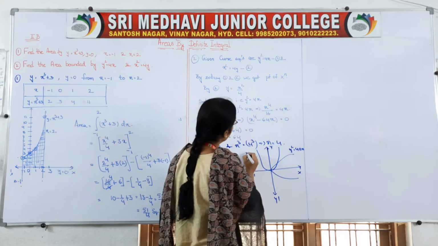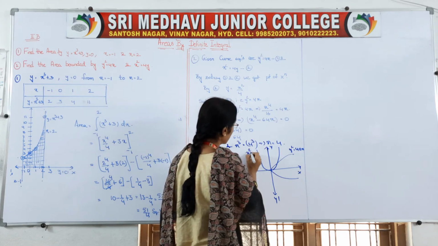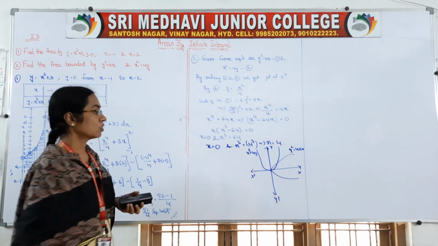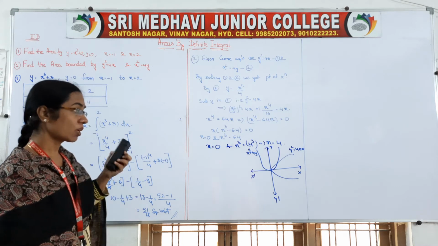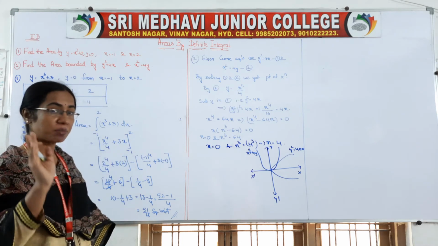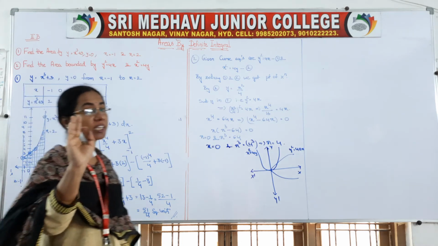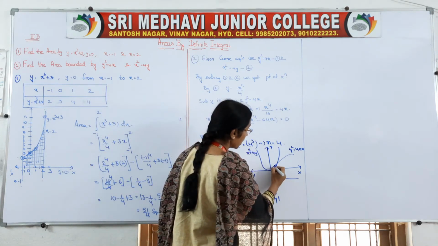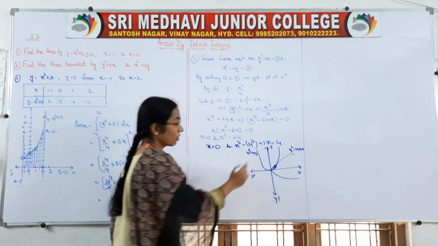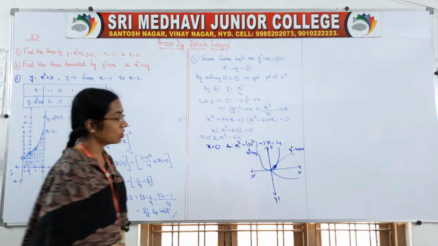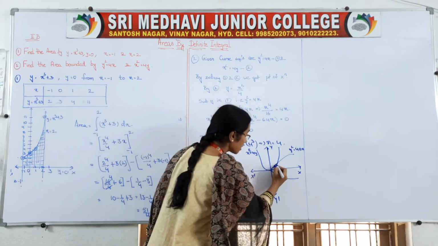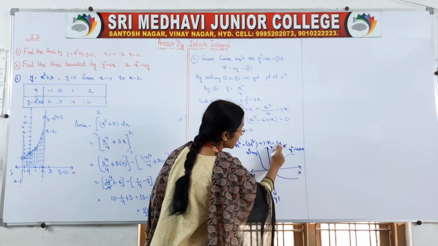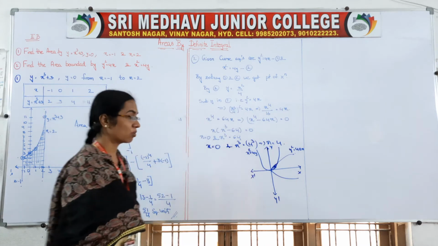Okay, and its equation is x square is equal to 4y. Now, curve equation means, as I always said, we have to take y as the curve equation. So which area do we have to find? This area you have to find. So which curve comes upwards? This curve comes upwards and this curve comes downwards.